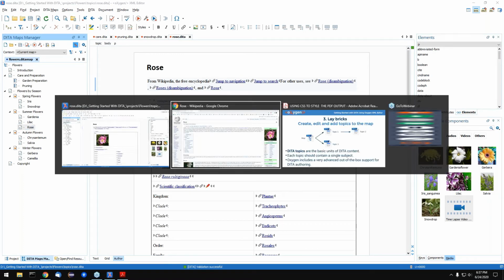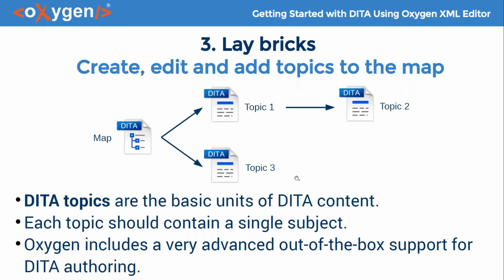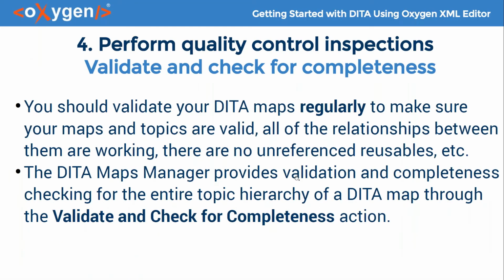It's time for us to go back to the presentation and go to the fourth step. And I want to show you how you can perform quality control inspections. You should validate your data maps regularly if you want to make sure that your maps and your topics are valid, that all the relationships or all the references between them are working fine. And if you want to make sure you have no reusable components that are not referenced in your project.